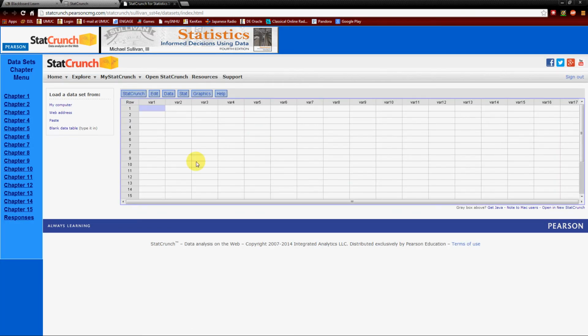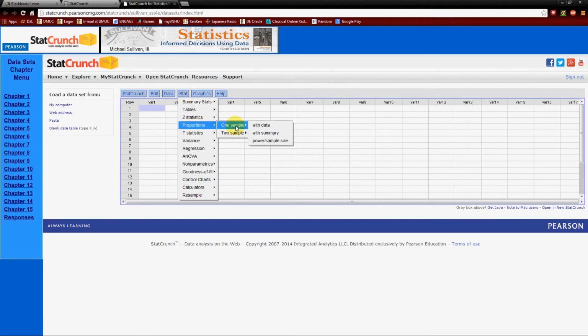Once we get the spreadsheet showing up, Stat, we're doing statistics. Proportions, we're learning things about proportions. One sample, because we're not comparing two different populations, we're just trying to draw conclusions about the population proportion for a single population. And with summary, because we've got the summary. The summary is the number of successes, in this case the number of ignition switches that are either too long or too short, and the total number of trials.